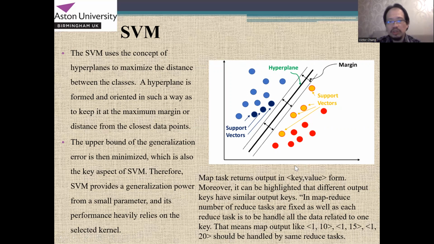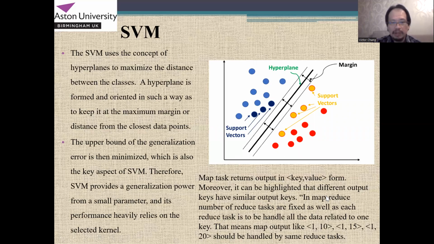So MapReduce can return output in key-value form. However, it can be highlighted that different output keys have similar output keys. Then, in MapReduce, the number of reduce tasks is fixed, and each reduce task is to handle all the data related to one key.